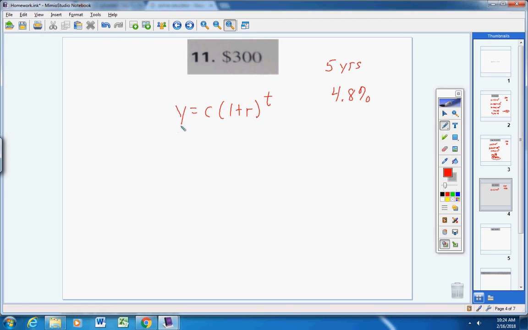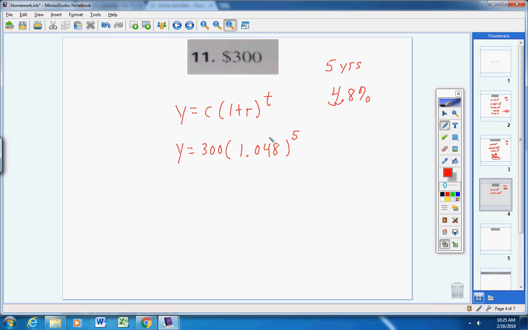Since we're looking for the balance, y is what I'm looking for, so we'll leave y. A is the amount you're starting off with, which is $300. And then here in the parentheses, we have 1 plus 0.048. Move your decimal 2 places, of course. And then for t, we're going to put 5. All right, let's add these two numbers together right here. And we will get 1.048.